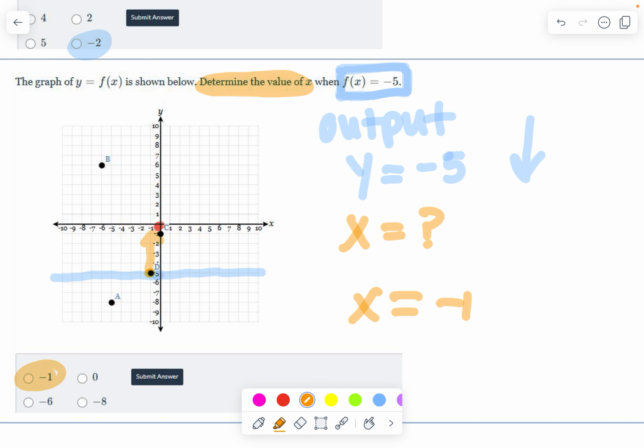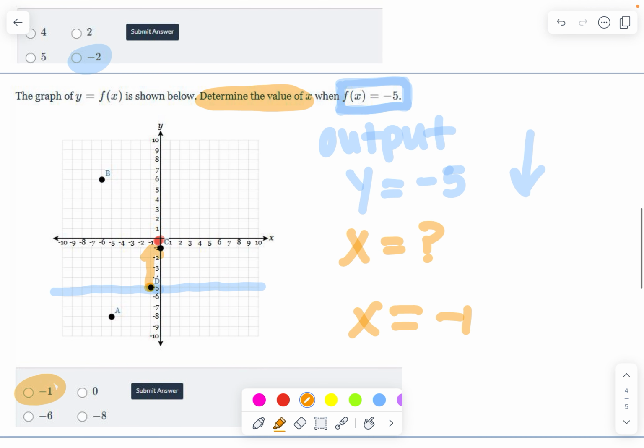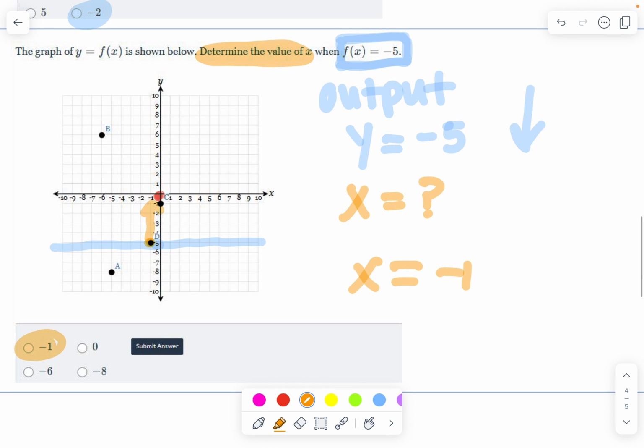These are pretty straightforward. However, the most important thing for you to remember is, am I looking for an output value to start with, or am I looking for an input? If you start with an output, you're going to find the input. And if you start with an input, you're going to find the output.